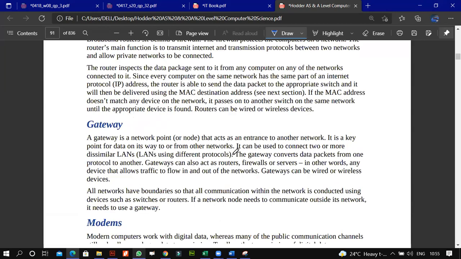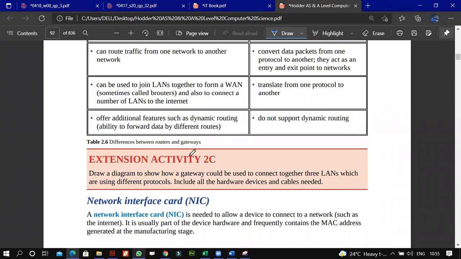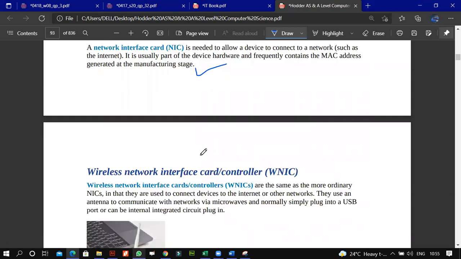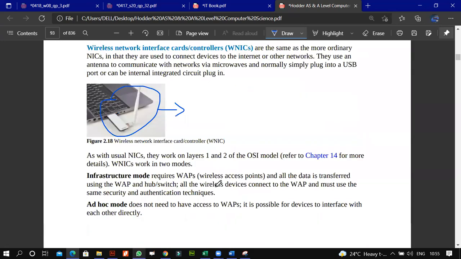Again, a discussion of gateway, modems, and all that. We talk about modulation and demodulation as well. And network interface, I talked about Ethernet as well, if you remember. Wireless and the network interface card, we talked about this as well. So that's the wireless network card.